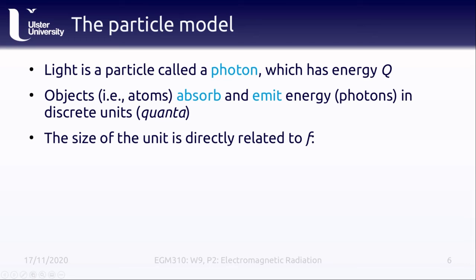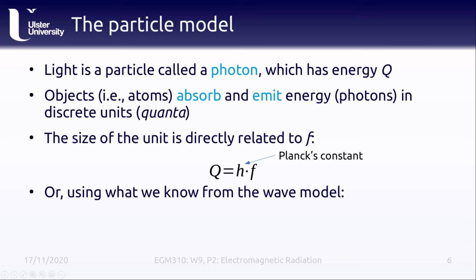The amount of energy, then, that a photon has is directly related to its frequency by a constant known as Planck's constant. Using what we know about the relationship between the frequency and wavelength of light, we can rewrite this using the equation on the bottom of the slide here, with the table here showing the units of the different variables on this slide.